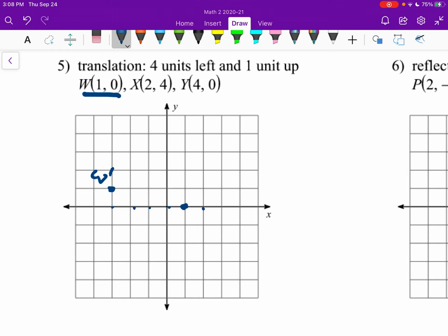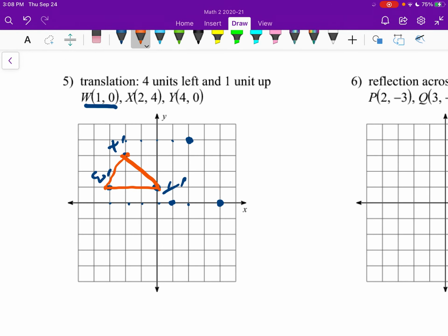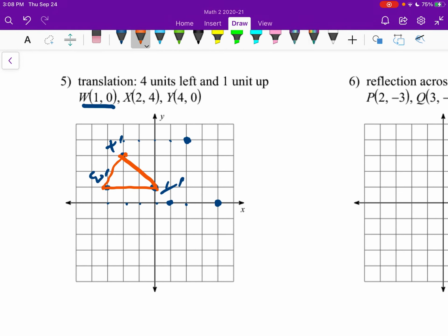And then over 2, up 4 for X, so it's up there. I count 4 units left, 1, 2, 3, 4, 1 unit down, there's X prime. Y is normally at 4, which is right here. And I count 4 units left and 1 unit up, and I get right there. Now, I don't really care how you decide to choose to do these problems. I just want them to be right. So you can do it any of these ways. I'm going to do this way just one more time because I think it's pretty fast.